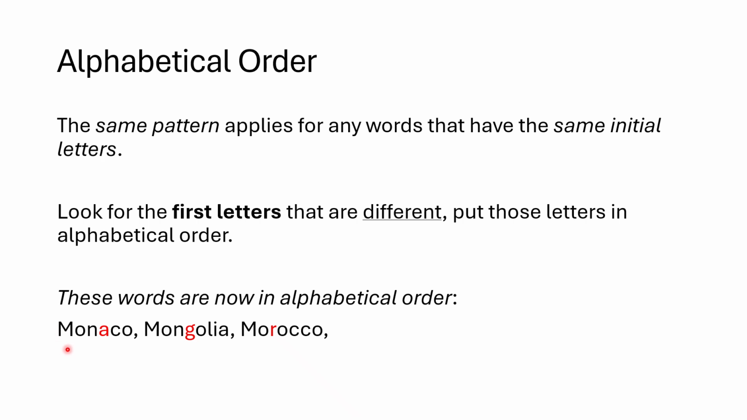Each of these words begins with MO. Monaco and Mongolia both begin with MON. By looking at the fourth letters, we can see that A comes first, followed by G. The R in Morocco is the third letter. The third letter in Mongolia and Monaco is N. R comes after N. These words are now in alphabetical order.